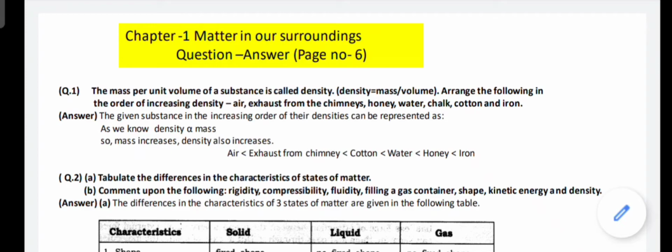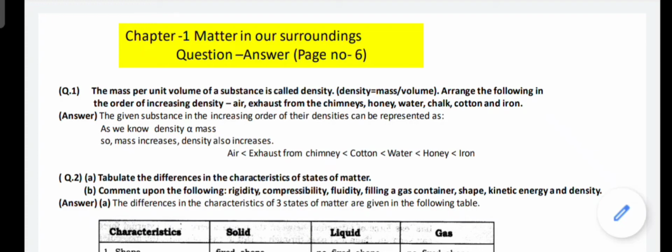First question is, the mass per unit volume of a substance is called density. So, density is equal to mass per volume. Arrange the following in the order of increasing density. Here you have been given the matters, and you have to arrange them in increasing density.